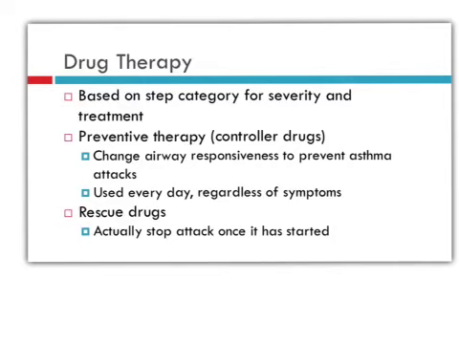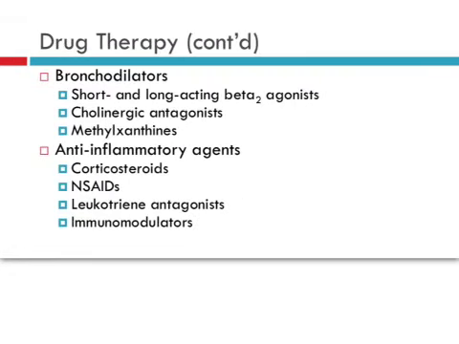When you're looking at the drug therapy, it's based on the severity and the treatment. So you have preventative and you have the rescue drugs. Your preventative is something that you could use every day, regardless of symptoms. And of course, the rescue drug is used when there is an attack. And for this, we have the beta-2 adrenergic, which is also known as albuterol. So again, as far as the drug therapy, there are different kinds. You have your bronchodilators and you have your anti-inflammatory agents.